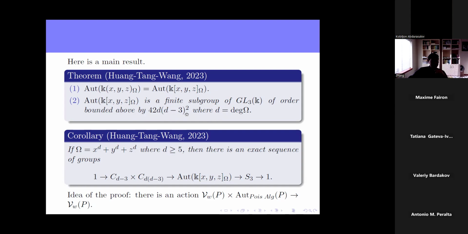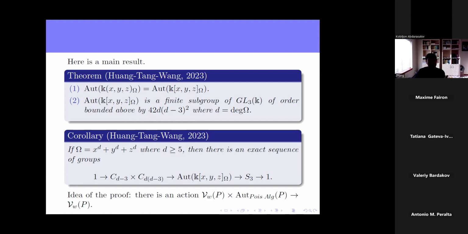So we have a bound, and actually we have a short exact sequence to give more structure. So for example, if we take omega to be just the formal polynomial x^d + y^d + z^d, for d bigger than or equal to 5, we always need this hypothesis. Then there is an exact sequence. So this is the automorphism group, and this is a group of order d minus 3. This group has order d times d minus 3. This is an abelian group, and this is a symmetric group. So we have a short exact sequence of this form. And by the first part of the theorem, the automorphism group of the Poisson field will equal this. So we can replace this by the automorphism group of the field if we want, because they are equal.